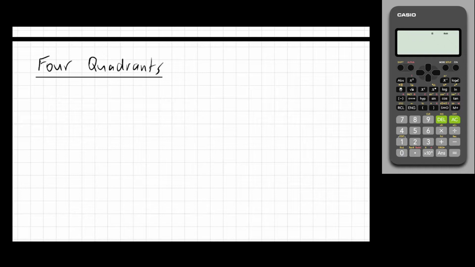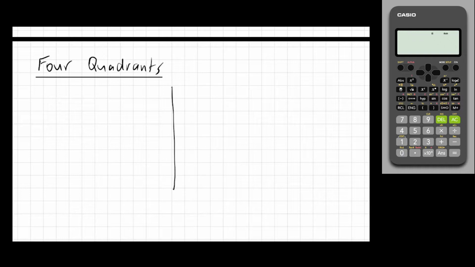Now, the four quadrants is basically talking about, well, how do I put this? Like trigonometry, when we did it in our last video, we were looking at angles between 0 and 180 degrees. Well, now we can actually extend this to 360 degrees. We kind of looked at this unit circle idea in our previous video, and we're going to build on that. We're going to look at the first and the second quadrant, sorry, the third and the fourth quadrant now too.